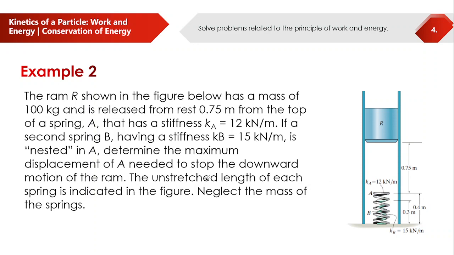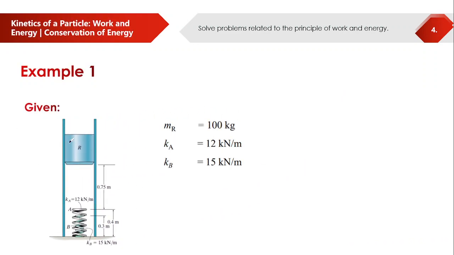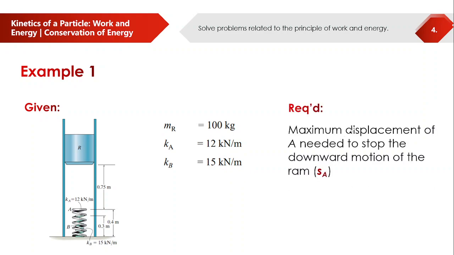So, ang kailangan natin is the displacement or the distance na kailangan ng A para ma-stop yung downward motion ng ram natin. Kasi it will fall down here. So, spring natin. So, let's solve that one. Okay. So, this is your given. The mass of the ram is 100 kilograms. The stiffness of the two spring, 12 kilonewton per meter for A and 15 kilonewton per meter for B. And the required is the maximum displacement of A needed to stop the downward motion of the ram, S sub A.